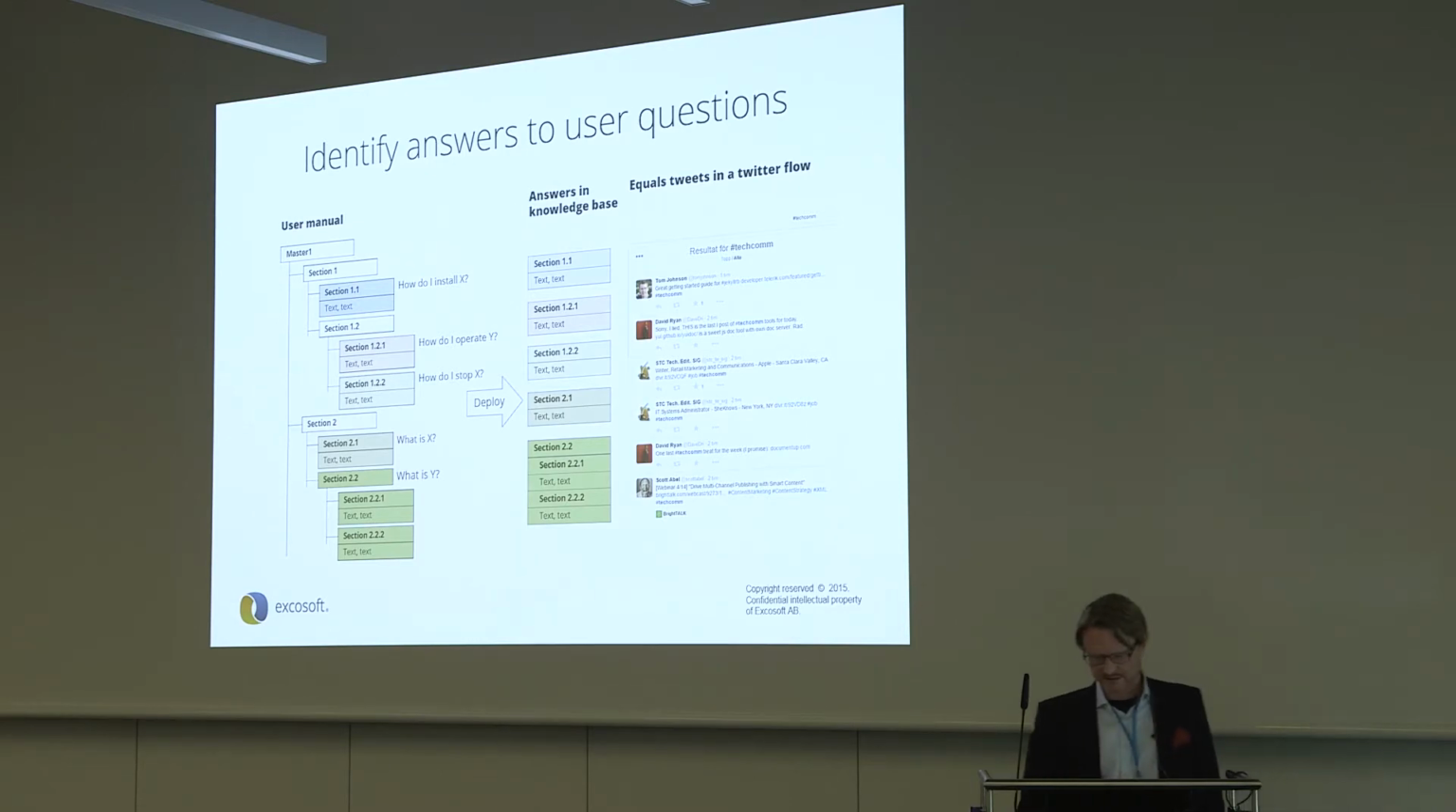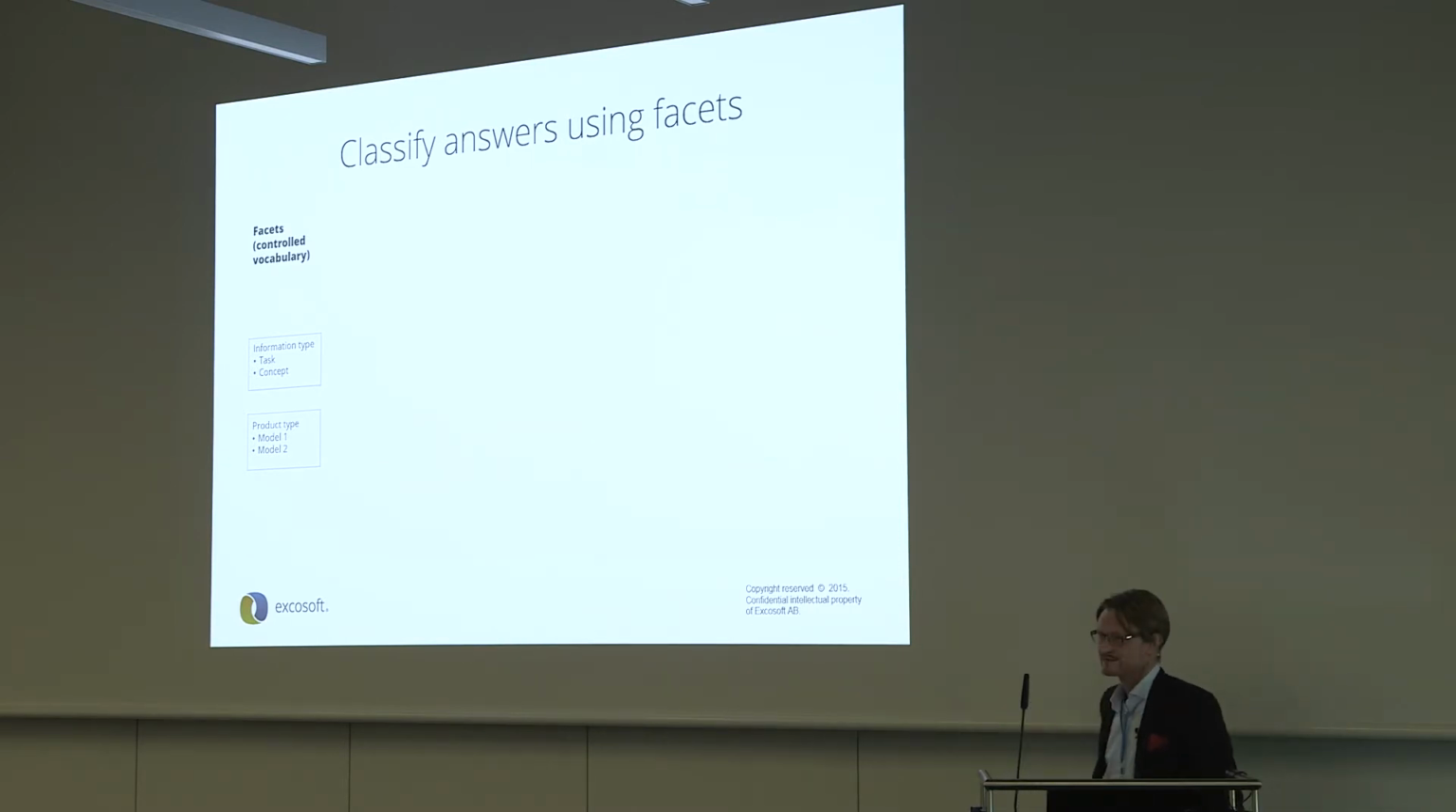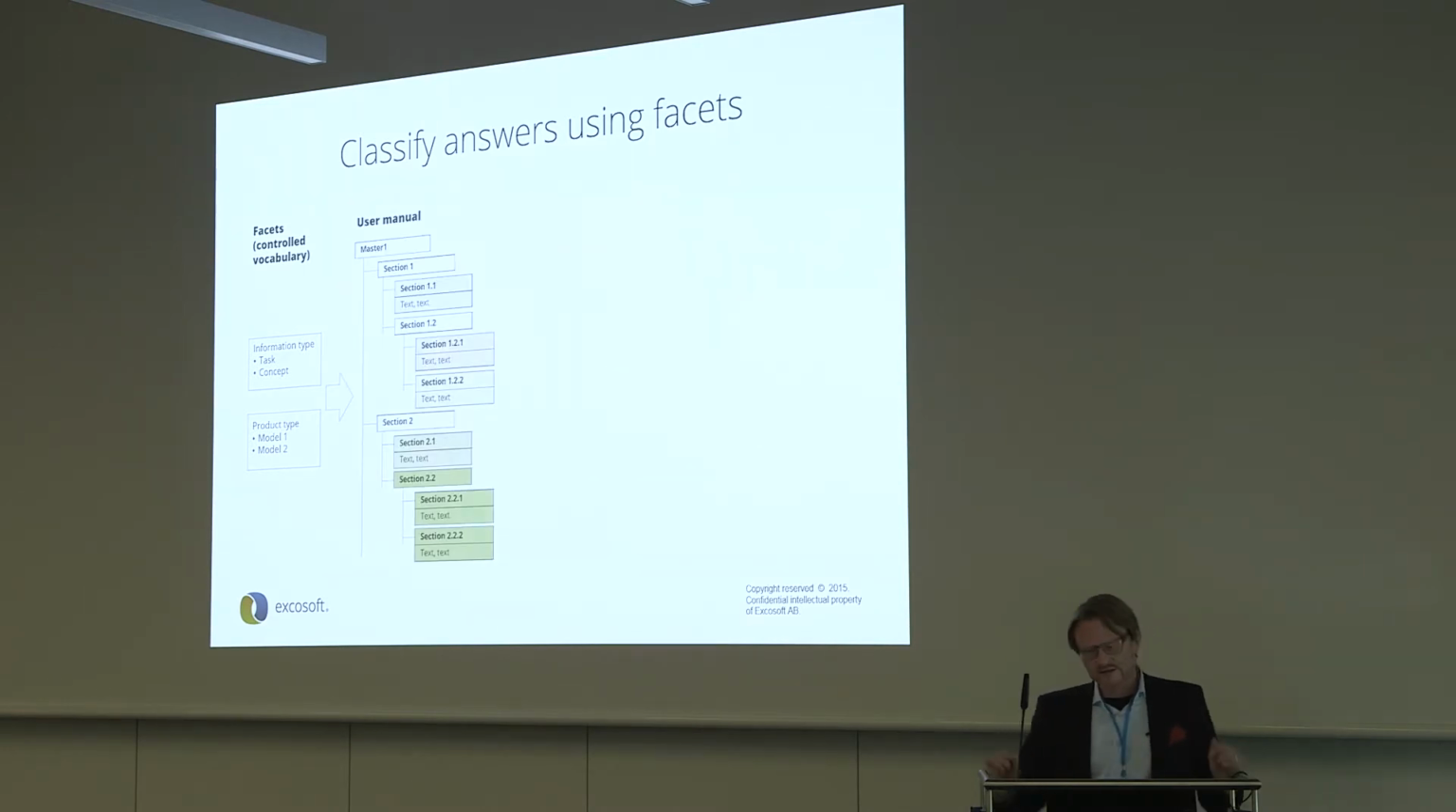So this is one way of doing it, but that is only half the job. We also need to create these classifications. And here I'm using another word, controlled vocabulary. Sometimes this is a little bit confusing, all this terminology around taxonomy, facets, controlled vocabulary, filters. Here I'm assuming that we have developed two facets. We have the information type and product type. So we have task, concept, and this company here has two models. So what we need to do in the book file is to classify each and every answer. And this way of doing it has similarities to the DITA subject scheme, the classification domain.